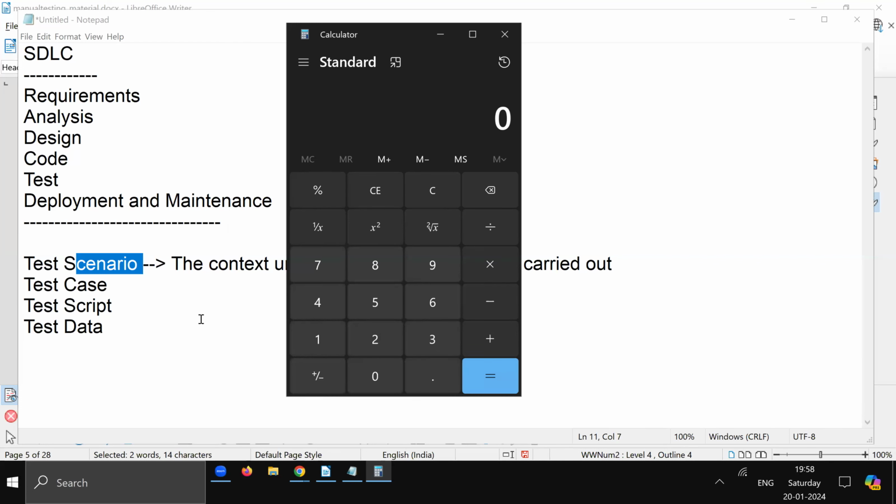Now, how do you test the addition operation? Can anybody tell me? I want to check whether this plus is working properly or not. So what should I do?